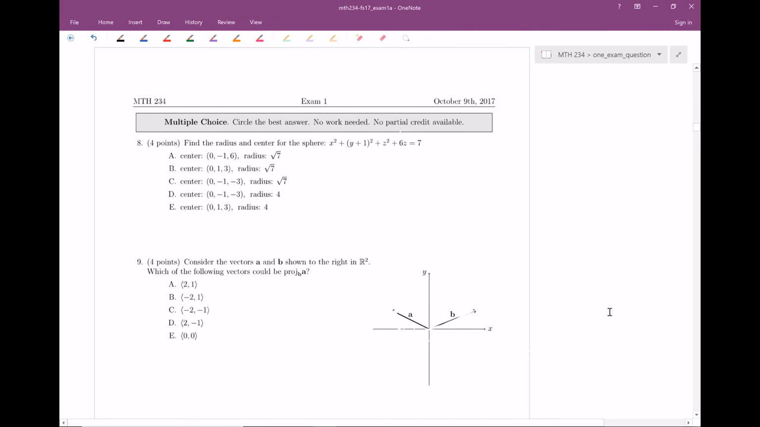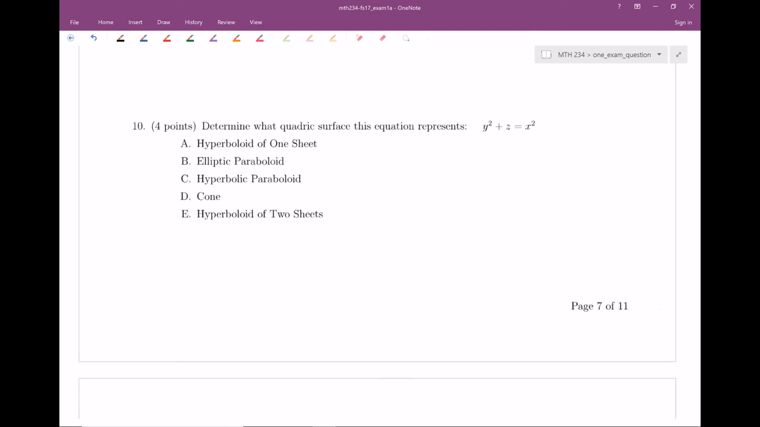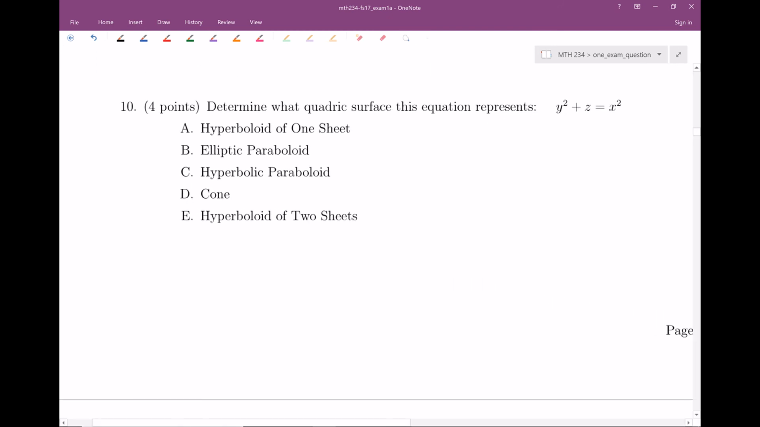Welcome everyone. In this video I'm going to go over a problem from 12.6, these quadric surfaces, that showed up on a previous exam. In this case we're in fall semester 2017, and I'm going to go over problem number 10 with you. Determine the quadric surface this equation represents.